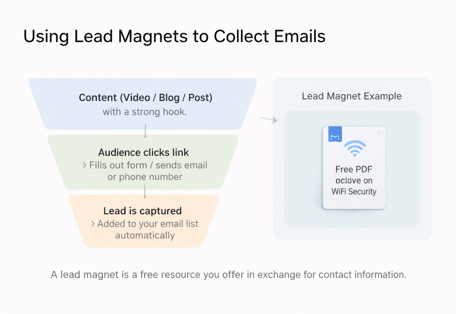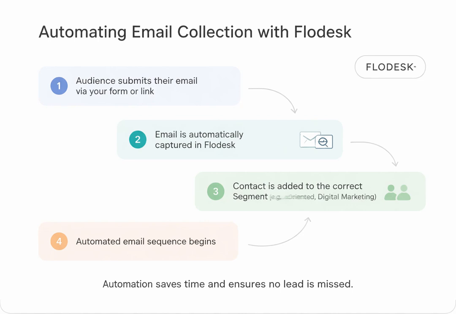The audience clicks the link, fills out a form, or sends a message, and boom, their contact information is captured. This is how you build your email list organically, by giving people something genuinely useful in return for their details. Once someone submits their email through your form or link, the process should be automatic.